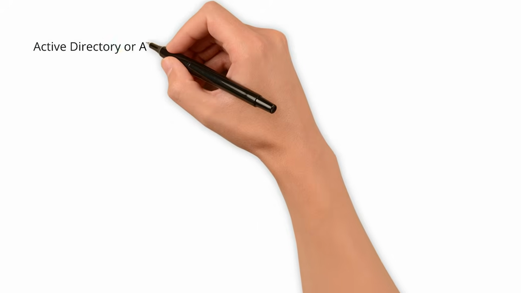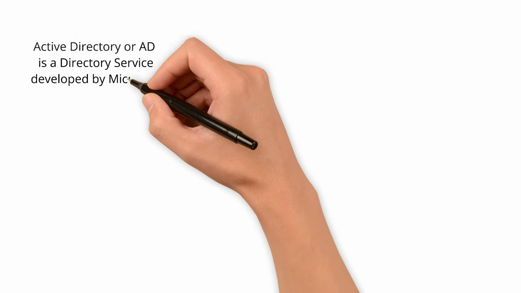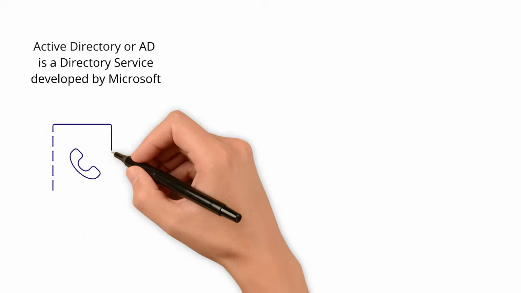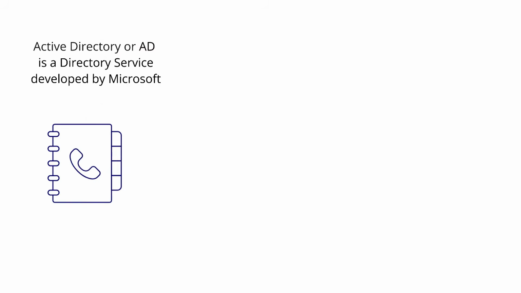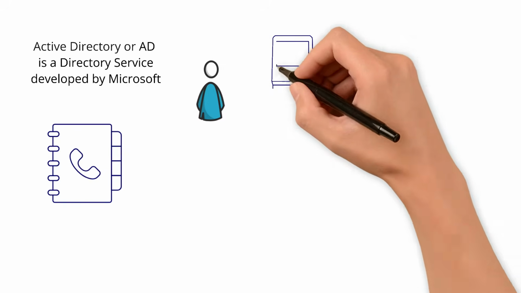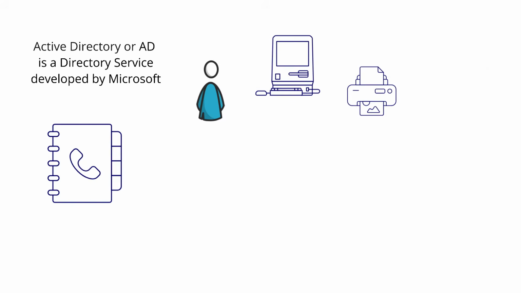Active Directory, or AD, is a directory service developed by Microsoft. Think of it like a giant digital phone book for a company's network. It stores information about users, computers, printers, and other resources. And it controls who gets access to what.